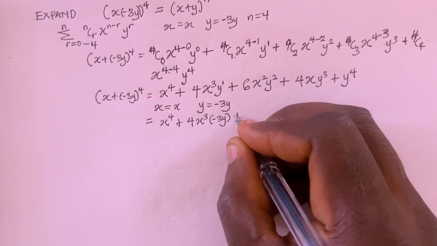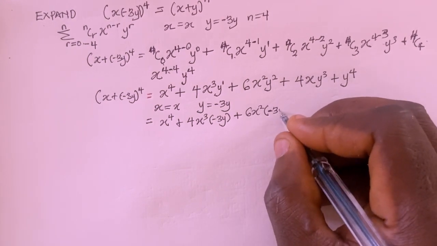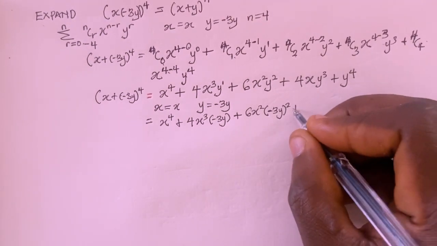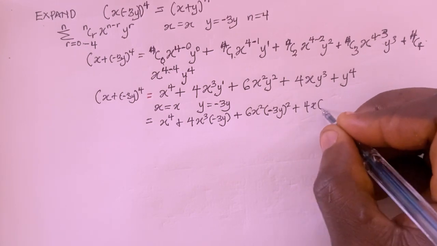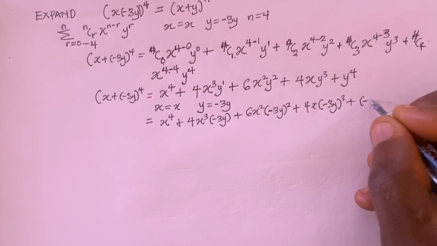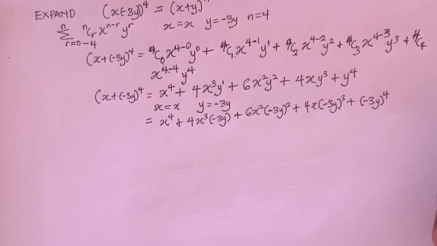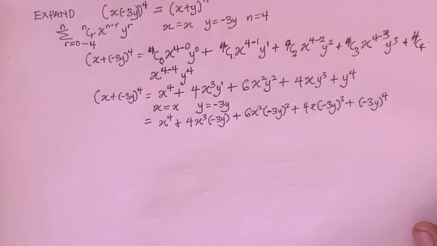Then followed by plus 6x squared into brackets minus 3y all squared, then plus 4x into brackets minus 3y all raised to the power of 3, plus this is going to be minus 3y, all raised to the power of 4. Exactly. So let's go ahead and simplify this expression.